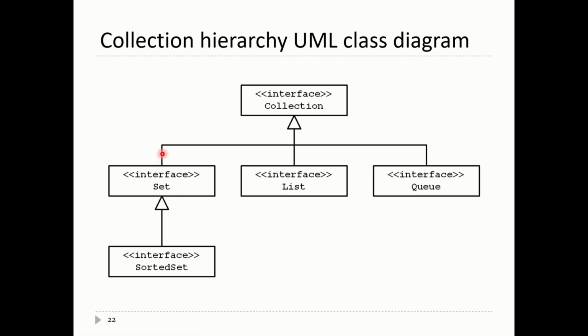Set is also connected to collection with an arrow. So set is a sub-interface of collection. Every method that's in collection is also in set. A sorted set is a sub-interface of set. So every method that's in set is also inside of sorted set. By extension, that means every method that's in collection is also in sorted set. Notice there's no relationship between sorted set and list or set and list. So if list adds a bunch of methods, set doesn't get those. Neither does sorted set.